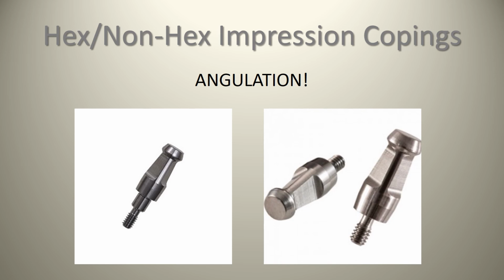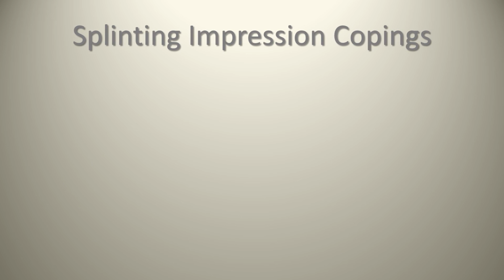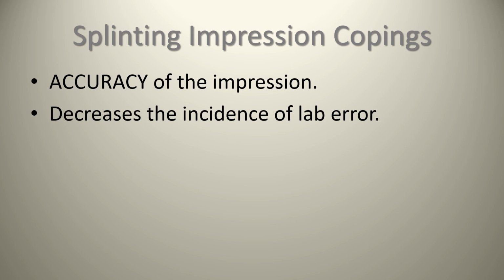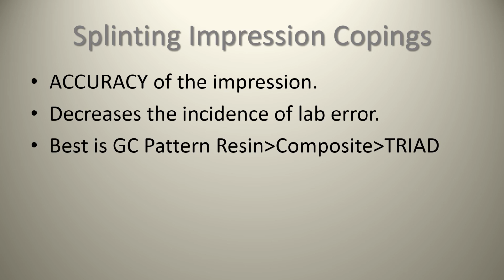So going to the next topic, splinting impression copings. The purpose of splinting impression copings is to get accuracy of the impression, and it decreases the incidence of lab error in terms of where the implants are in relationship to one another. The best for splinting impression copings, based off a study, was GC pattern resin, mainly because it has the least amount of shrinkage, followed by something like light cured composite resin. And hands down, the worst was something like Triad, which is light cured polymethyl methacrylate.